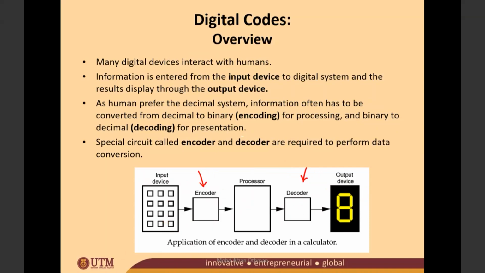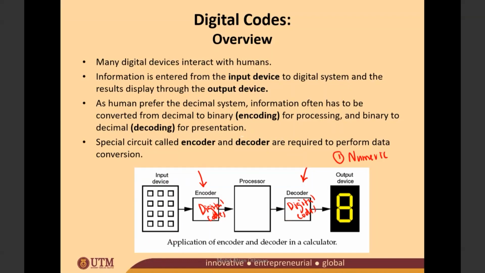Inside this encoder and decoder, we have these digital codes. We have a few digital codes to look at. These digital codes in the encoder and decoder can be divided into two types. The first one we call numeric codes.